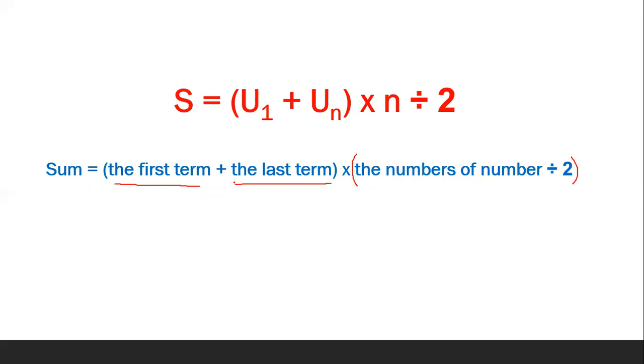Remember, number of pairs means the number of numbers divided by 2. This is n divided by 2. N means the number of numbers. Un means the last term.